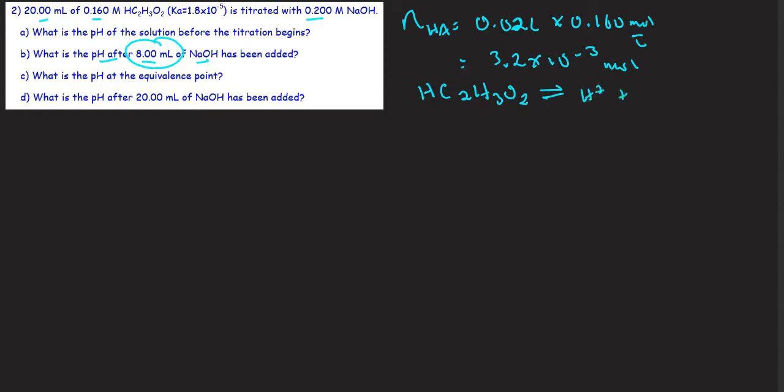So that means we will have this to consider at the end. In other words, this is what is left after the 8 mils of base have neutralized. This will dissociate like that. We can write a Ka expression and figure out what our concentration is.